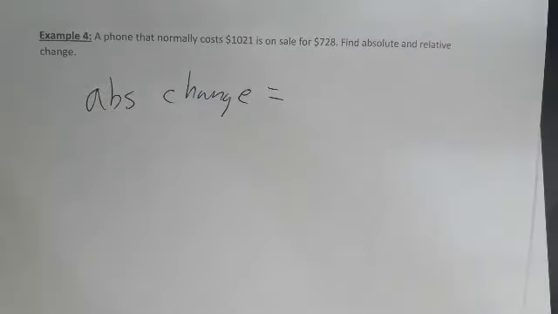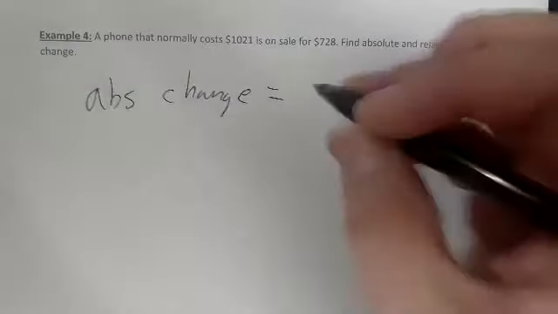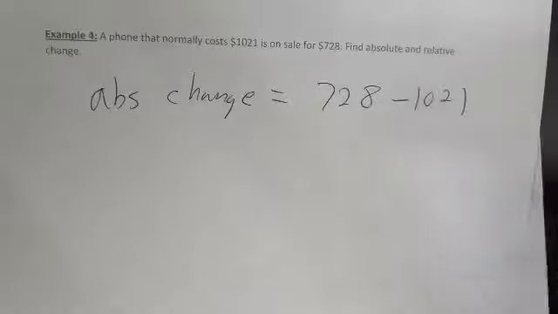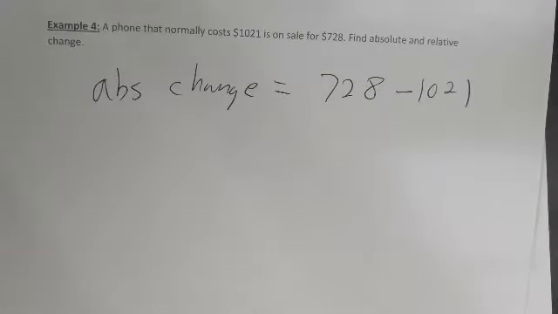I want to do the absolute change. I want to go new minus old. So a phone that normally costs $10.21 is on sale for $7.28. Find the absolute and relative change. This one is a little bit different from the previous two, because the price is going down. So now we do 728 minus 1021. We still want to do new minus old.